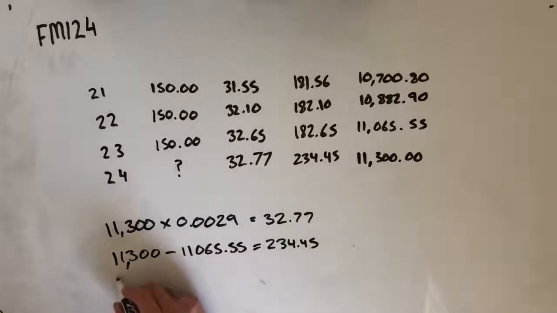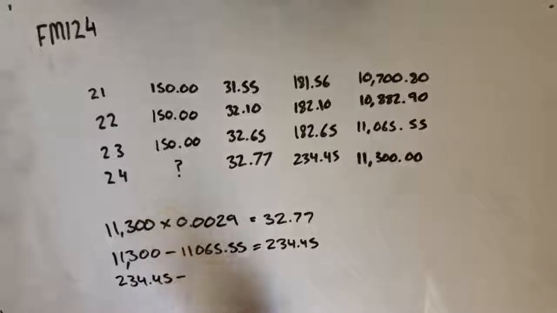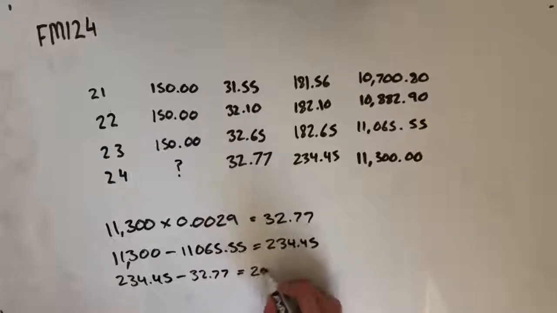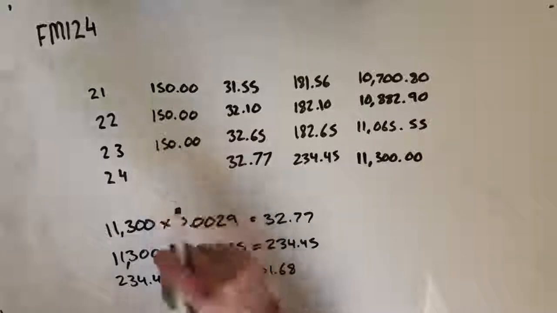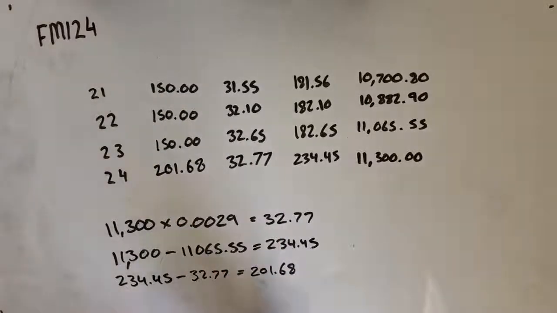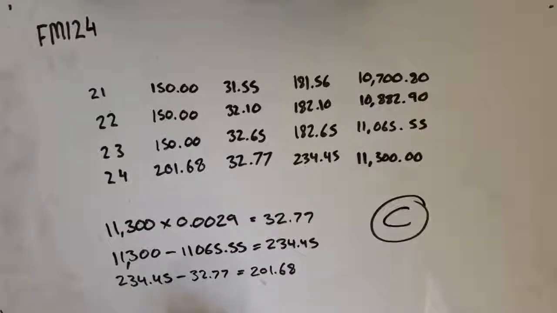So if we take that 234.45 and we minus our 32.77, we get an answer of 201.68. Just going to go in here. And from our choice of answers here, that's going to land us on option C.